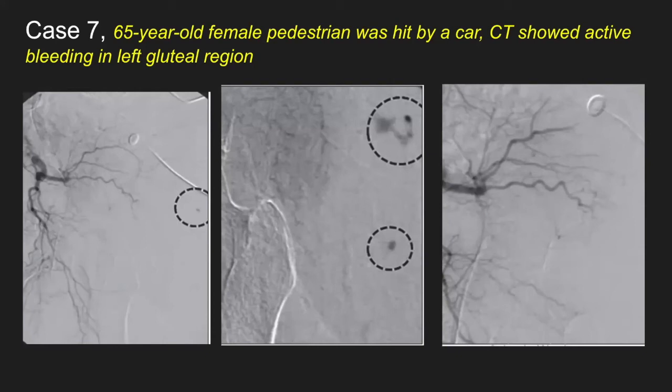So the last case is a 65-year-old female pedestrian who was hit by a car, and CT showed bleeding in the left gluteal region. So in this case, they selected the left internal iliac artery, and then they showed in the periphery a focal area of contrast extravasation. So this was active bleeding.